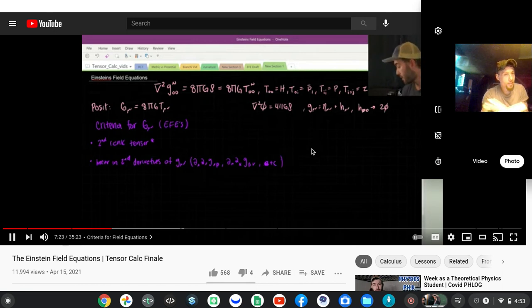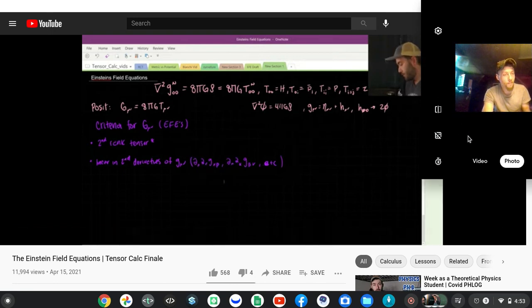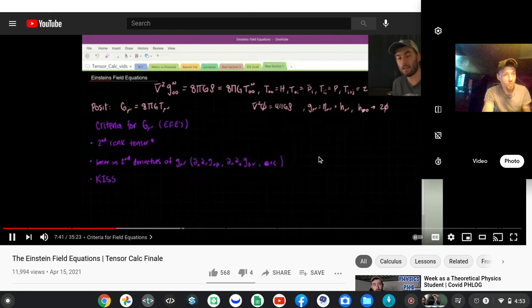Because if you just take derivatives, we know that the derivative of a tensor in general is not going to be a tensor. So we have these linear and second derivatives of the metric. We also want to keep it simple, no more complicated than it needs to be. If nature presents itself in a more complicated manner, then yes, we could add more corrections to it.